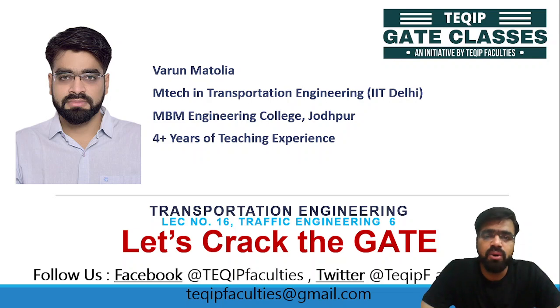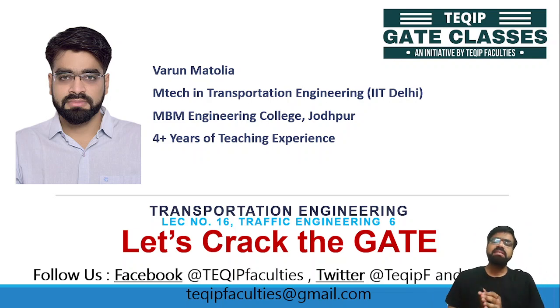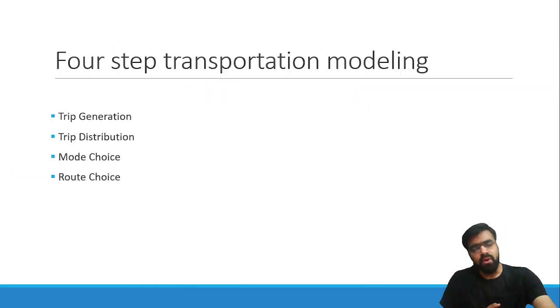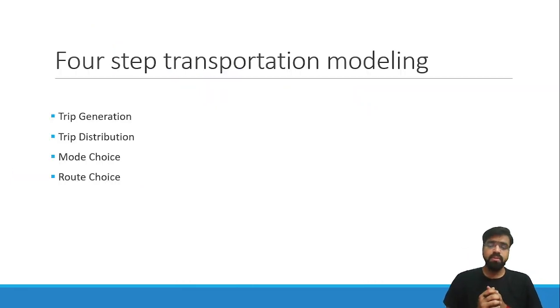Before studying the origin and destination study, let us see the four-step modeling which we require in order to model a traffic facility. The four-step modeling includes trip generation, trip distribution, mode choice, and route choice. Trip generation is the step which involves the generation of trips.